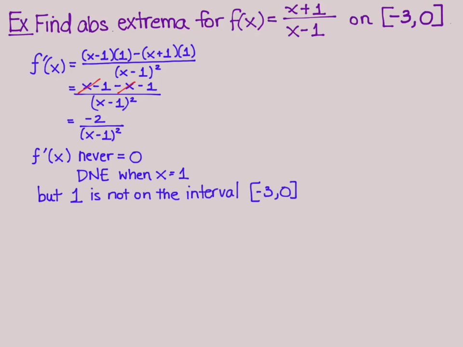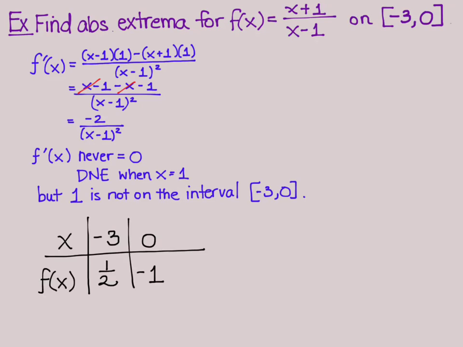Notice, however, that 1 is not on the interval that we're interested in. We're only interested in the interval from -3 to 0. So we can actually ignore 1. The only values that we need to test are -3 and 0. We plug these into our t-table and plug the values into the original function. When I do that, -3 gives me 1/2 and 0 gives me -1. So we see that we have an absolute min, the lowest y value, when x is 0, and an absolute max, the largest y value, when x is -3.